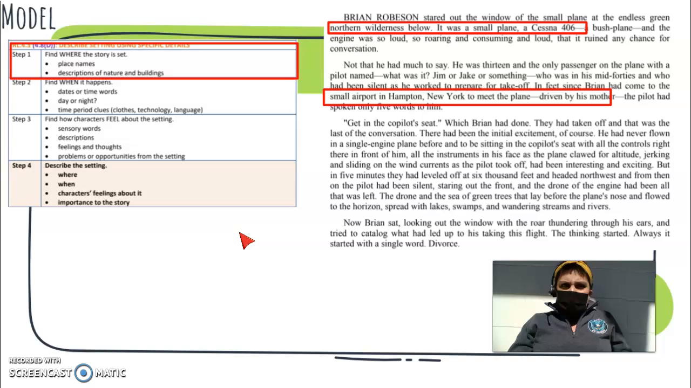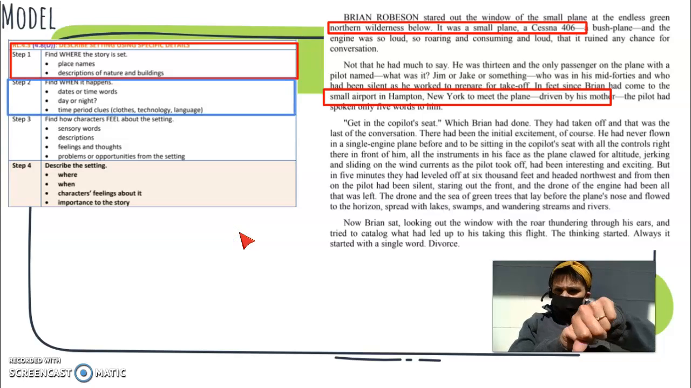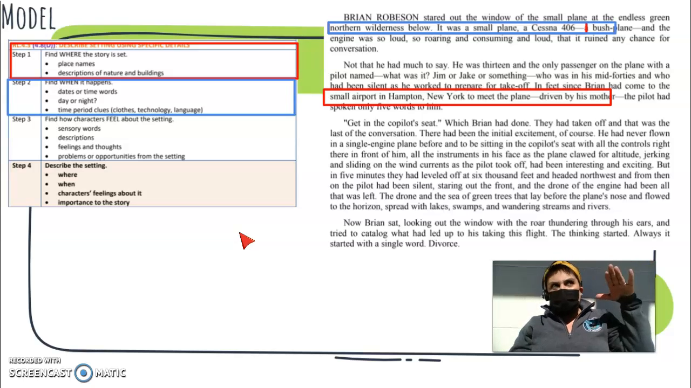Now my second step is I want to know, when is it happening? When is this happening? What time period is it? What time of day? Well, if I go back into that text again, using that same piece of evidence, it says he can see the northern wilderness below. So if you're in a plane and you can see things below, this is probably telling me that it's during the day, because at night you really can't see much. So this is happening during the day. It also says that he's in a small plane, which shows me that the time period could be modern time, because they're having a plane and they have that type of technology. So my where is in a plane, somewhere close to New York. Our when is during the day, during modern time.